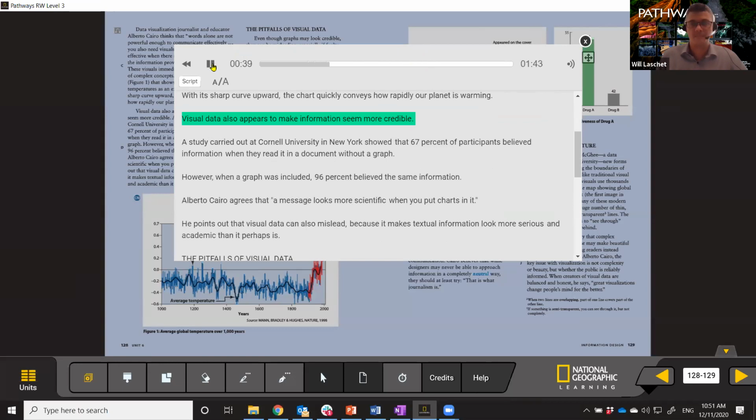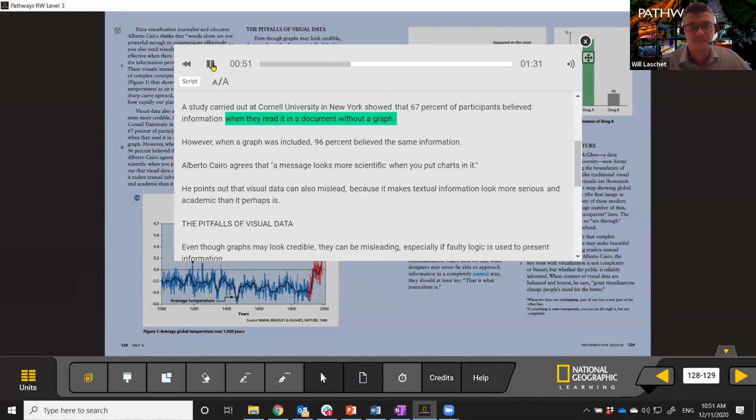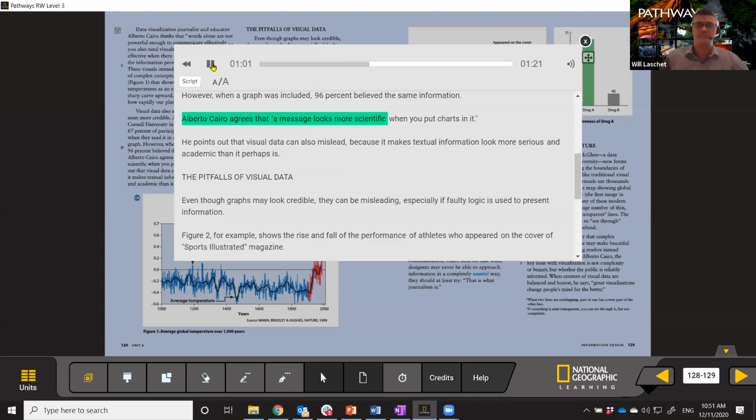Visual data also appears to make information seem more credible. A study carried out at Cornell University in New York showed that 67% of participants believed information when they read it in a document without a graph. However, when a graph was included, 96% believed the same information. Alberto Cairo agrees that a message looks more scientific when you put charts in it.